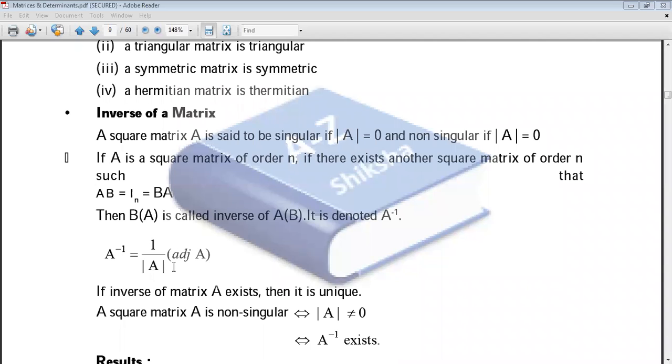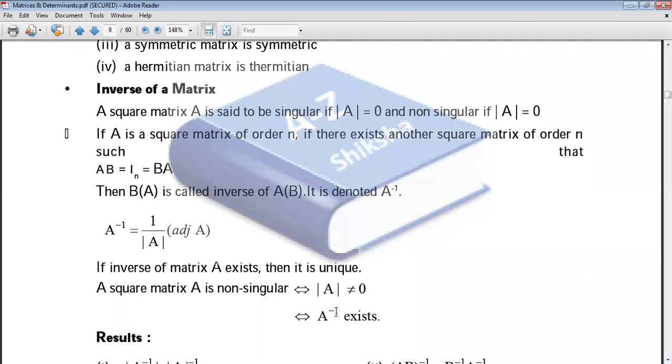So see, if the inverse of a matrix A exists, then it is unique. A is a square matrix. Capital A is non-singular, determinant A non-zero. This holds if and only if A inverse exists. That is what I am saying now: for the existence of the inverse of the matrix, always remember that the determinant of that matrix cannot be 0.